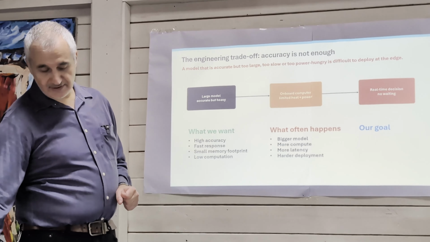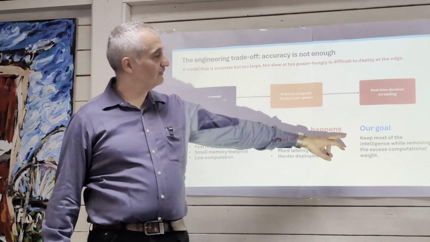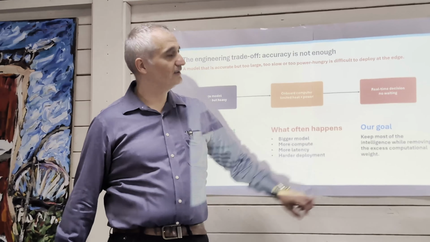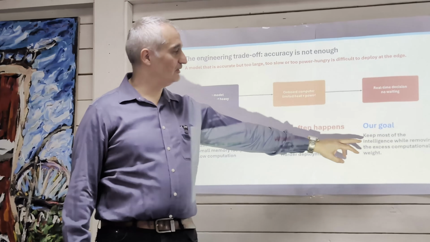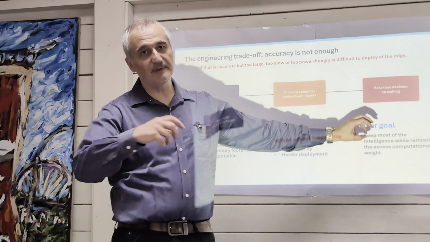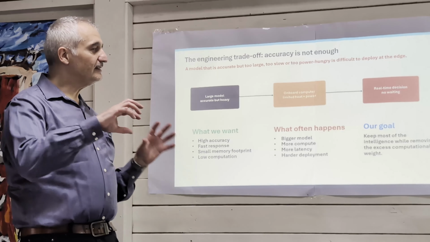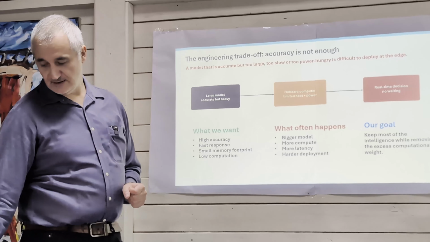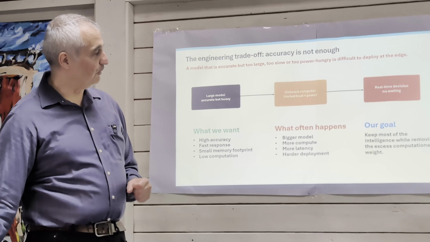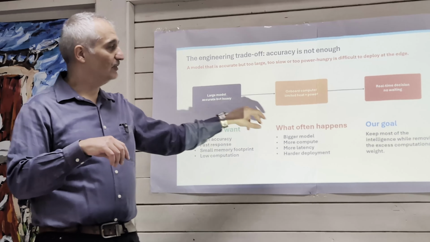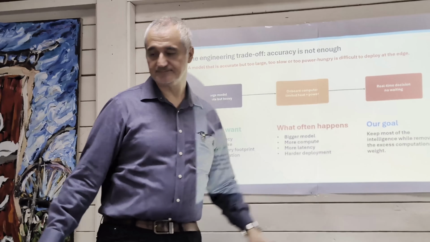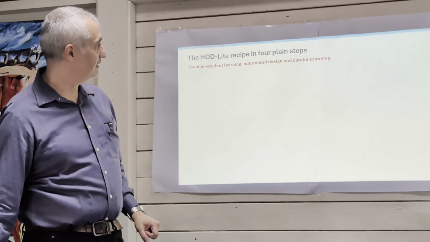So our goal is basically to keep most of the intelligence while removing the excess computational time or requirements. So I could use computational weight requirements. Lightweight systems have less computational power. So we'd like to be able to achieve what a large model does with a lighter system. Okay.